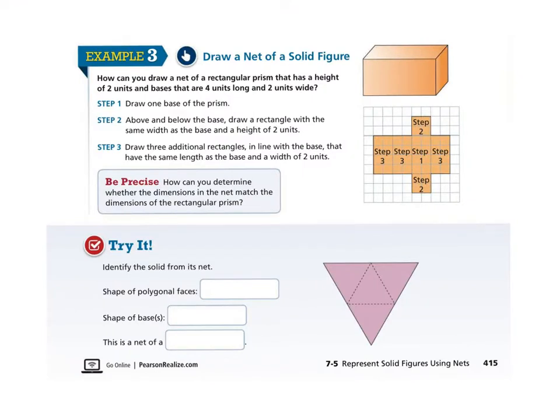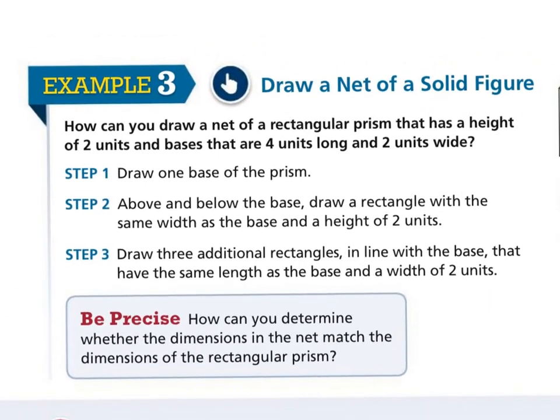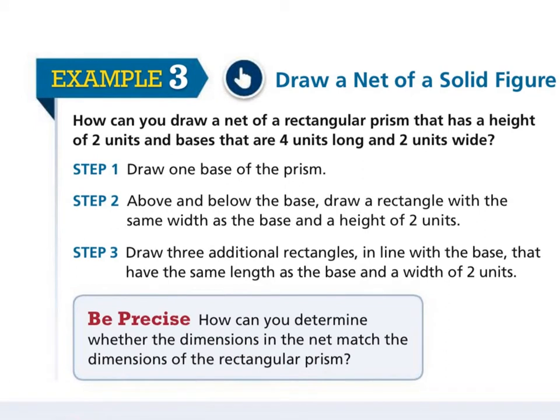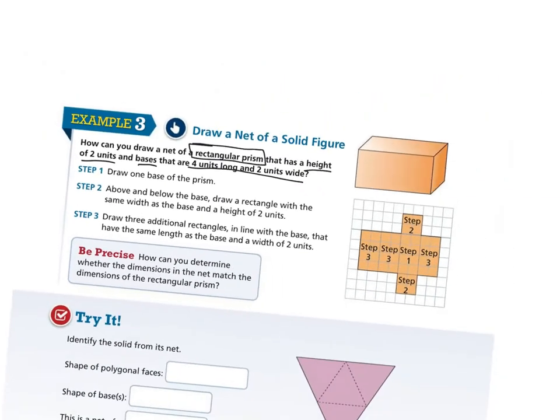Example 3, how can you draw a net of a rectangular prism that has a height of 2 units and bases that are 4 units long and 2 units wide? Okay, so we have a rectangular prism, so our net's going to look pretty much like the last example. Height is 2 units, bases are 4 units and 2 units.